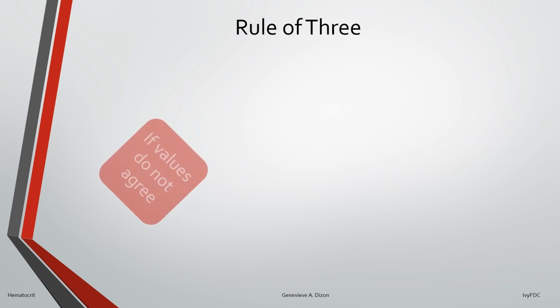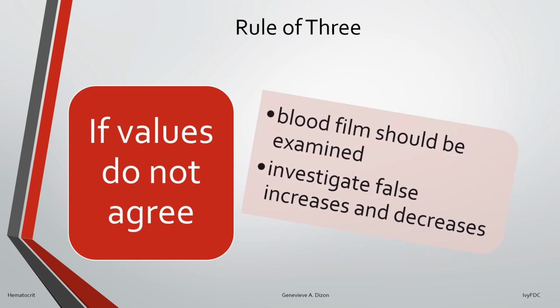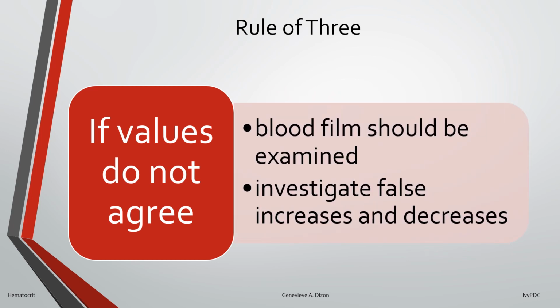So what do we do if the values do not agree with each other? First, we have to examine the blood film or the blood smear of the patient. And then from there, we have to find out if there are any causes of a false increase or a false decrease of the hemoglobin or hematocrit value.